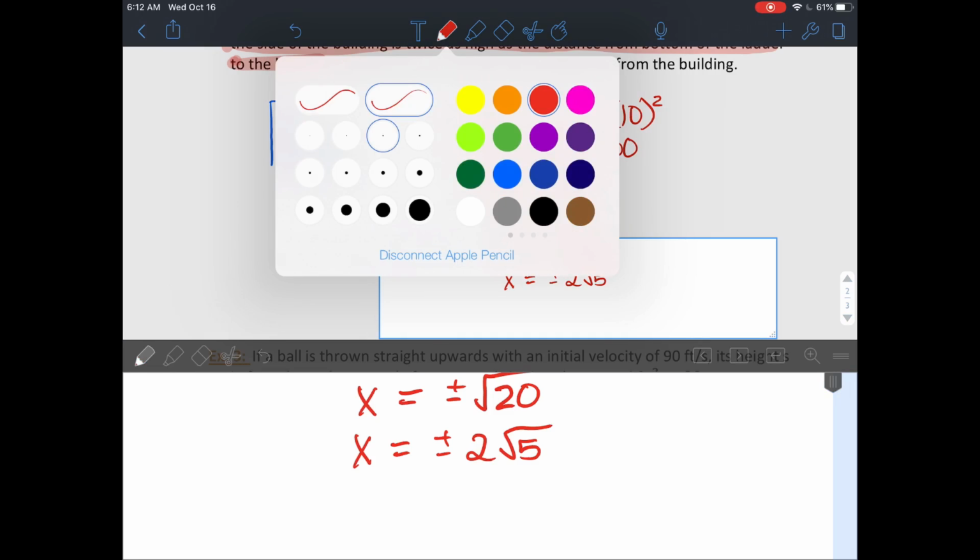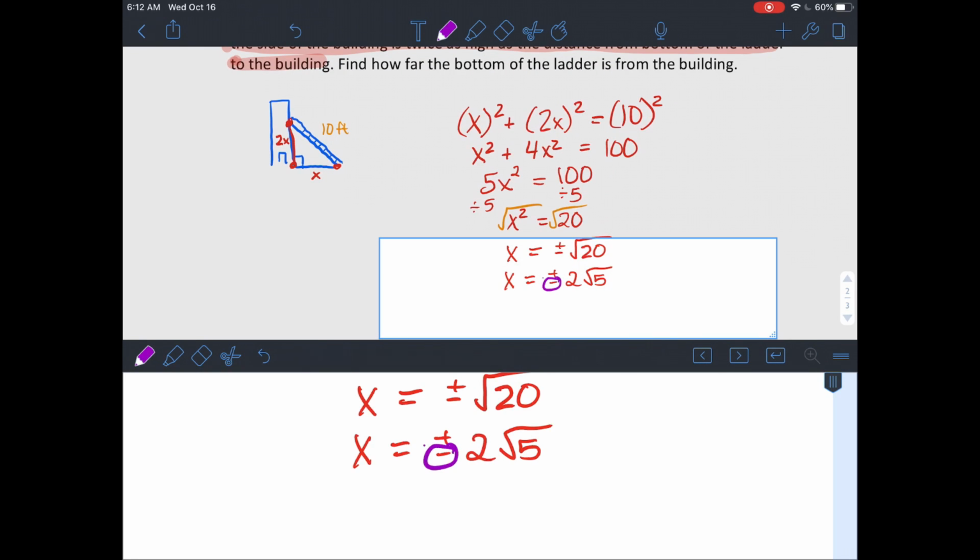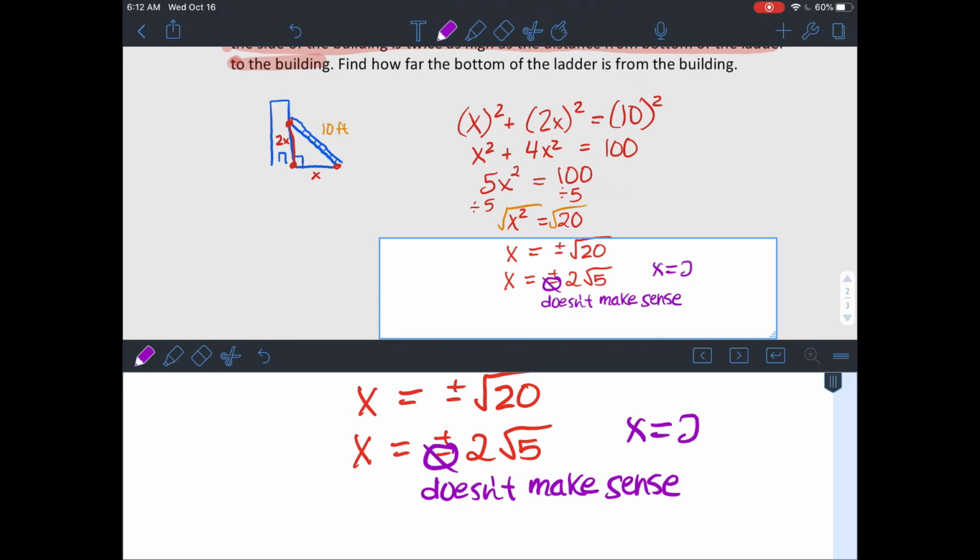And then again, make sure that your result makes sense in the context of your problem. So x is a distance again, so you couldn't have a negative value for your distance. So the distance from the bottom of the ladder to the building is that 2 square root 5.